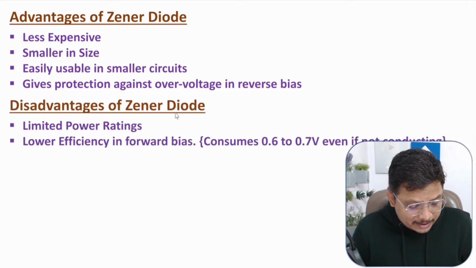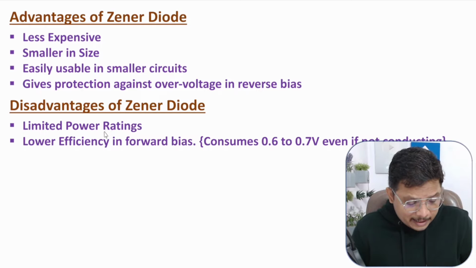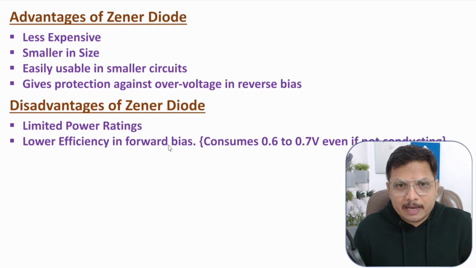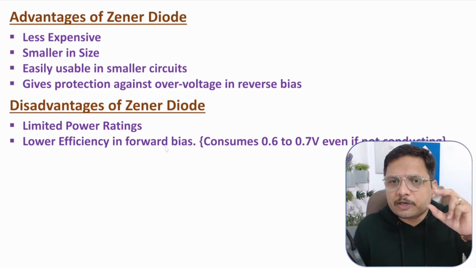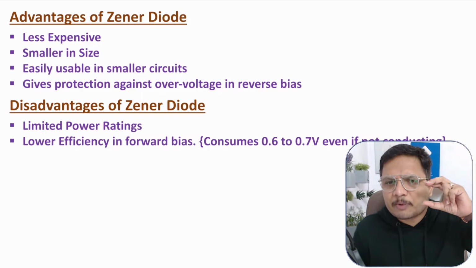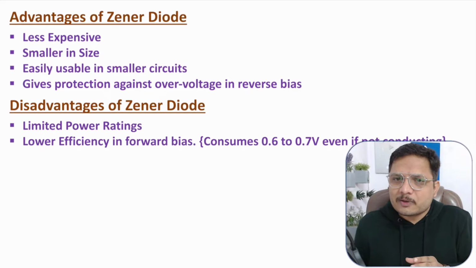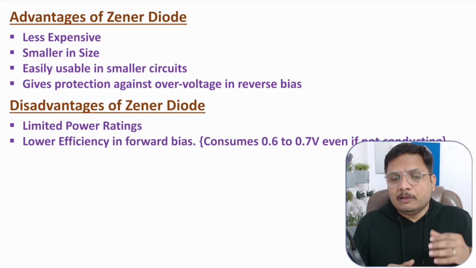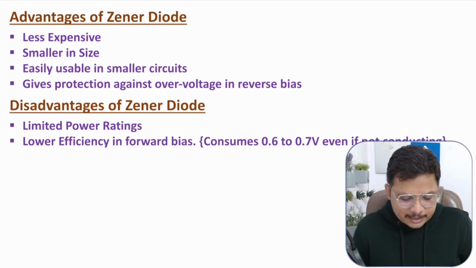See, when it comes to disadvantages, one should know Zener diode has limited power ratings. We don't use Zener diode for high power ratings, right? And it has lower efficiency in forward bias. When you keep Zener diode in forward bias, there is always a voltage drop of 0.6 to 0.7 volts in case of silicon Zener diode, right? So it has lower efficiency in terms of power consumption, one can say, right?